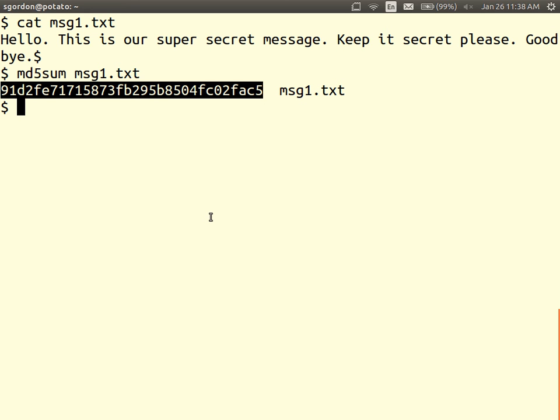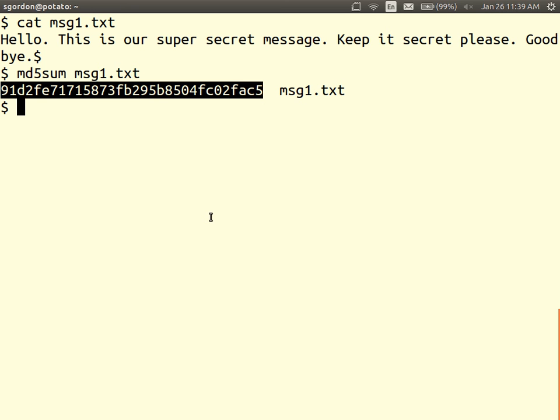Can someone count them? How many hex digits? It's, I think, equivalent to 128 bits. Thirty-two hex digits means times by four. One hex digit is 4 bits, so 32 times 4, 128 bits. MD5 takes a message as input and produces 128 bits as output always. And in practice, it's a random-looking output.